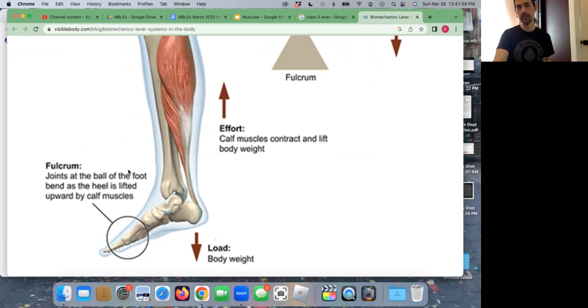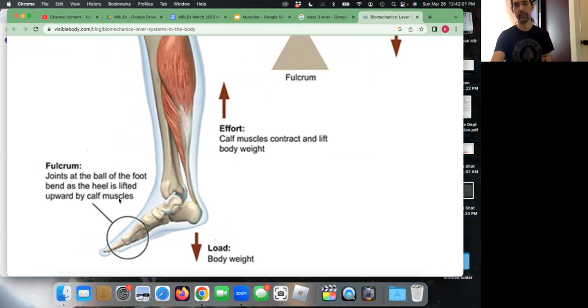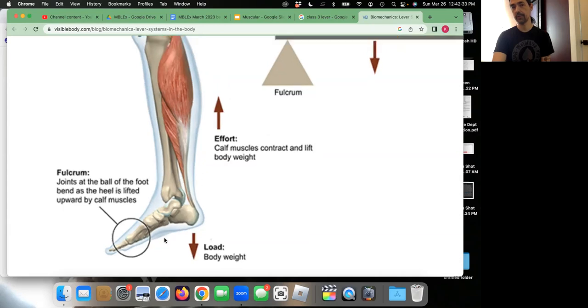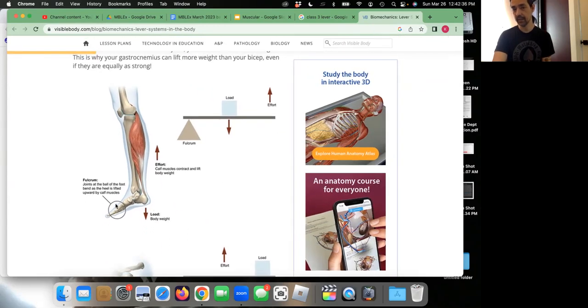So with a class 2 lever, the axis is in front. The weight is in the middle, and the muscle is on the other end. So you have the axis in the big toe. You have the muscle or the effort on the other end, and the weight is in the center. The weight is coming through the body down through like the midfoot here. So class 2 is axis on one end, muscle on the other end, and weight in the middle.